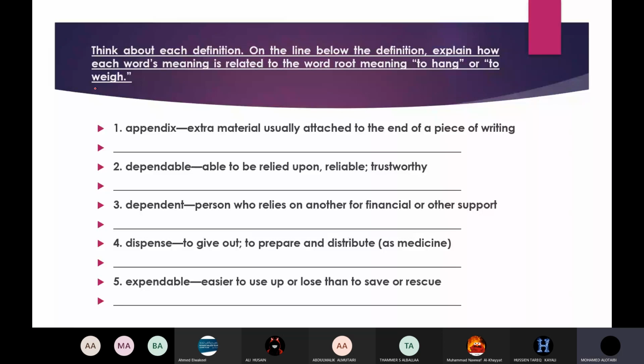So number 1, for example, we have appendix, which is extra material usually attached to the end of a piece of writing. So an appendix is hung onto the end of the book after everything else comes first.